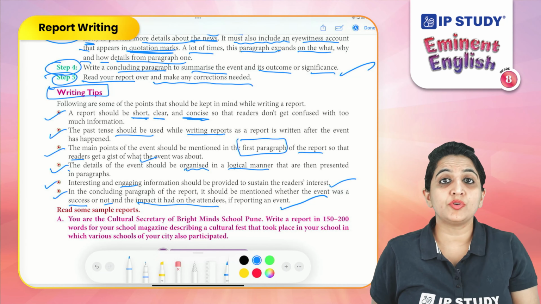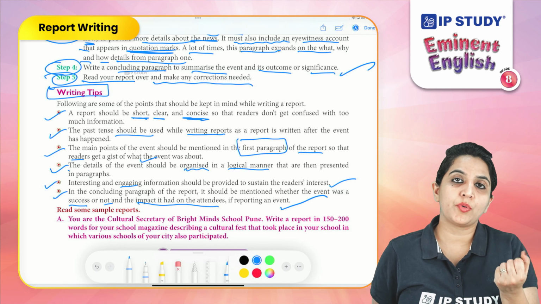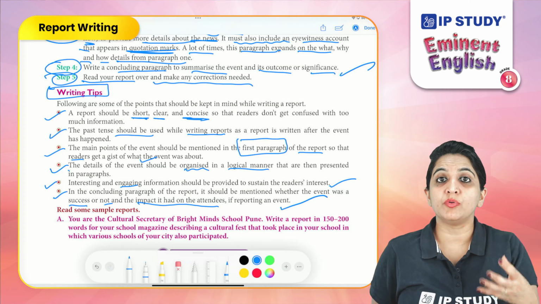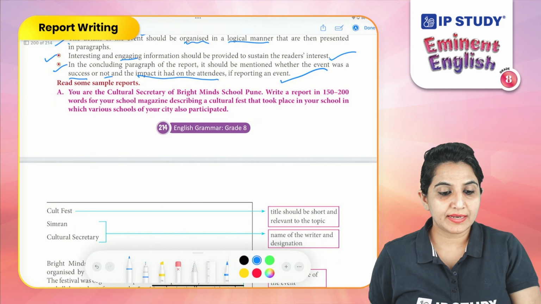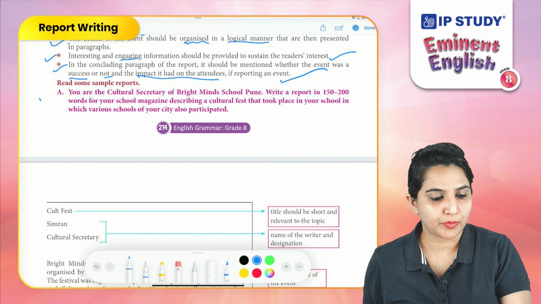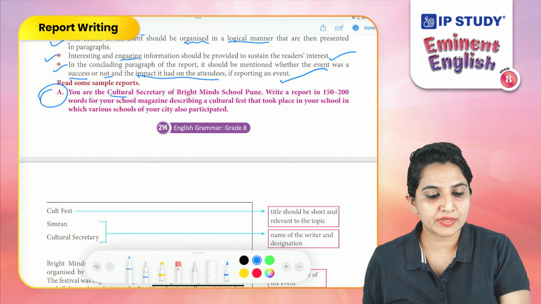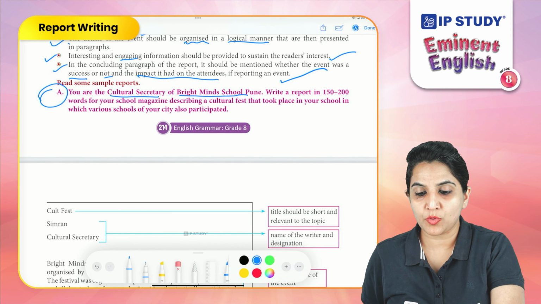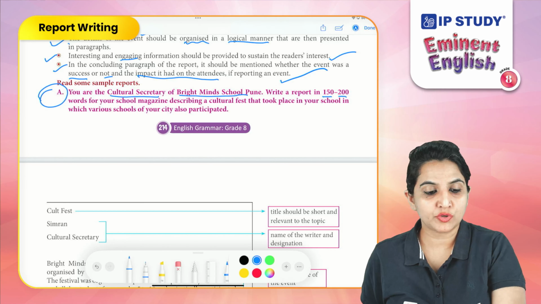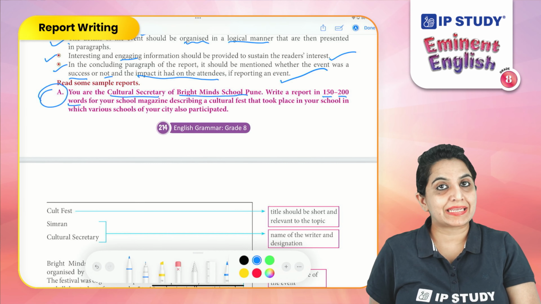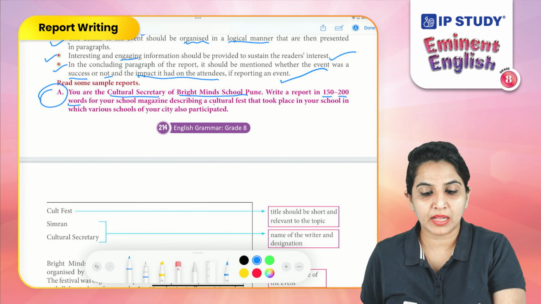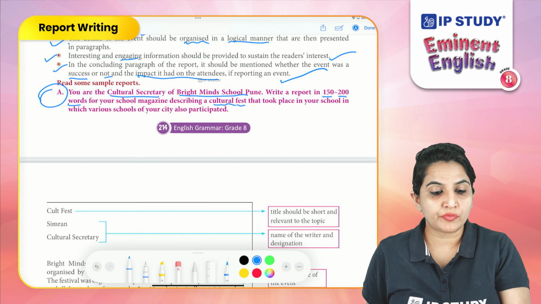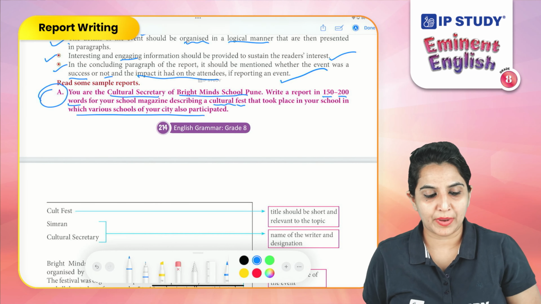Stating those impacts makes your report writing more contextual and with more information. Let us read one sample report. You are the cultural secretary of Bright Minds School, Pune. Write a report of about 150 to 200 words for your school magazine describing a cultural fest that took place in your school, in which various schools of your city also participated.